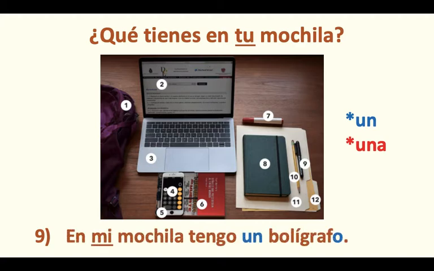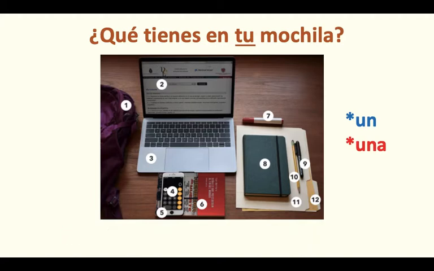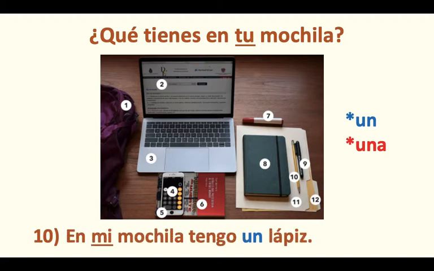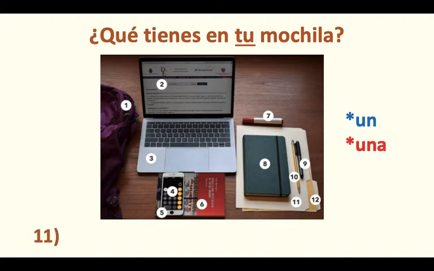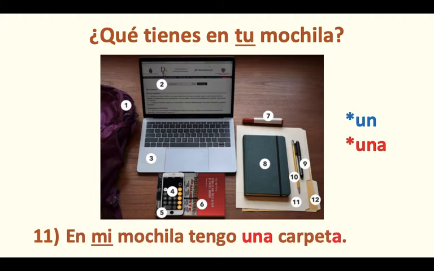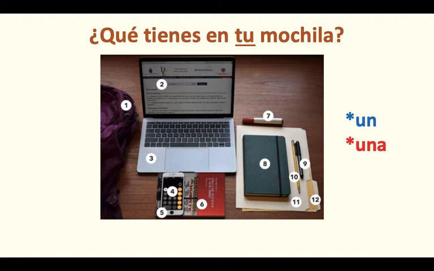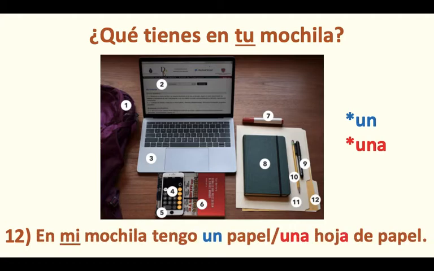En mi mochila tengo un bolígrafo. ¿Qué tienes en tu mochila? 10. En mi mochila tengo un lápiz. ¿Qué tienes en tu mochila? 11. En mi mochila tengo una carpeta. ¿Y qué tienes en tu mochila? 12. 2 ways that you could say this. En mi mochila tengo un papel. O en mi mochila tengo una hoja de papel.